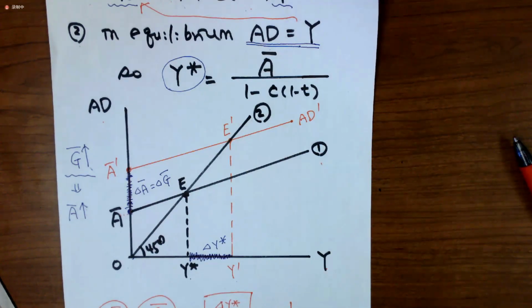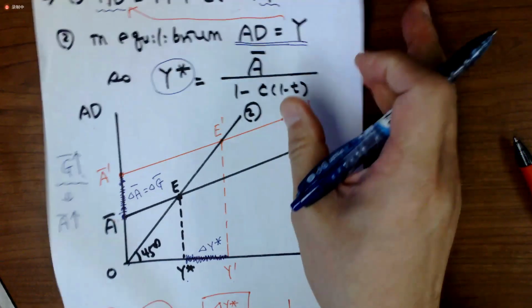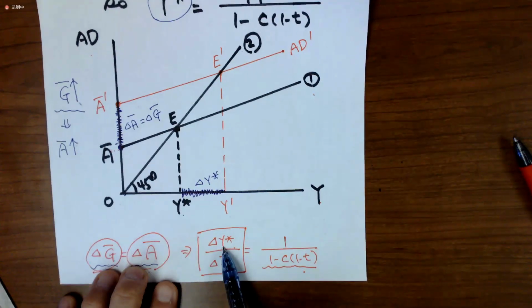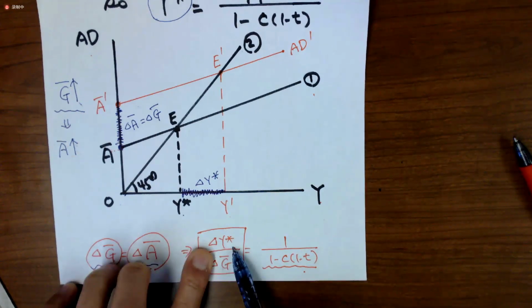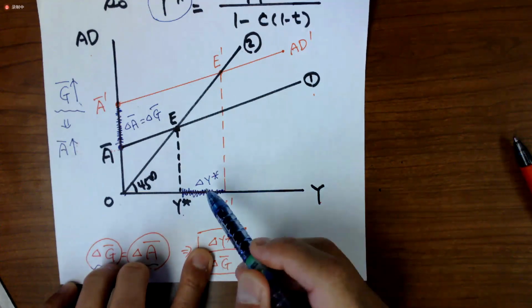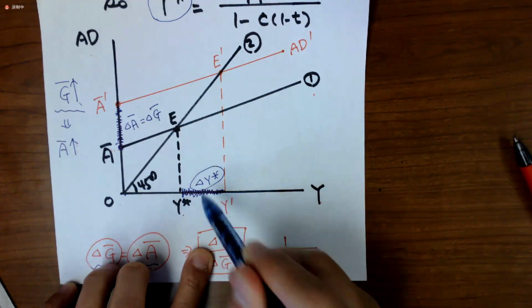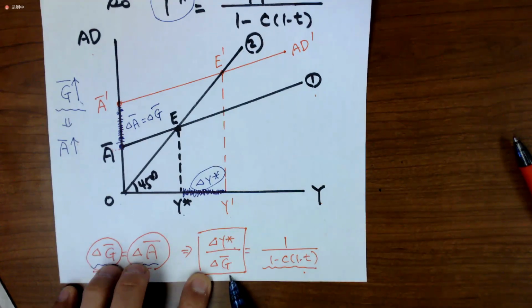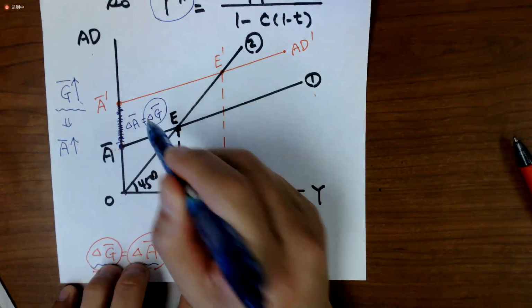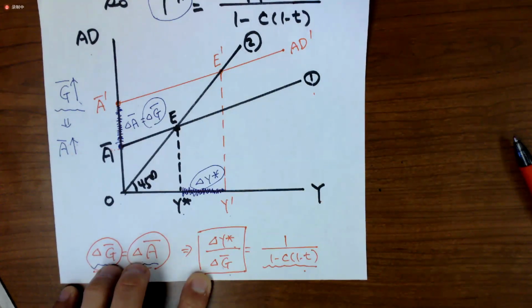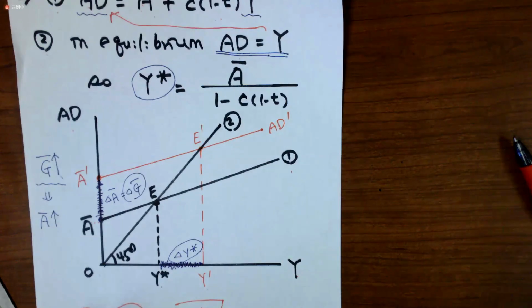Okay? So the concept of government spending multiplier is nothing but the change in the equilibrium output on top, which is right here, divided by the change in government spending at the bottom, which is right here. Yes or no? Think. Okay? This is the mathematical derivation.